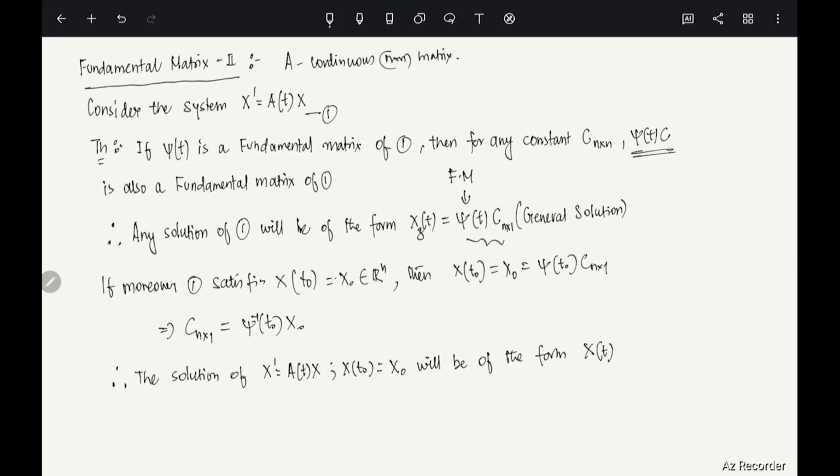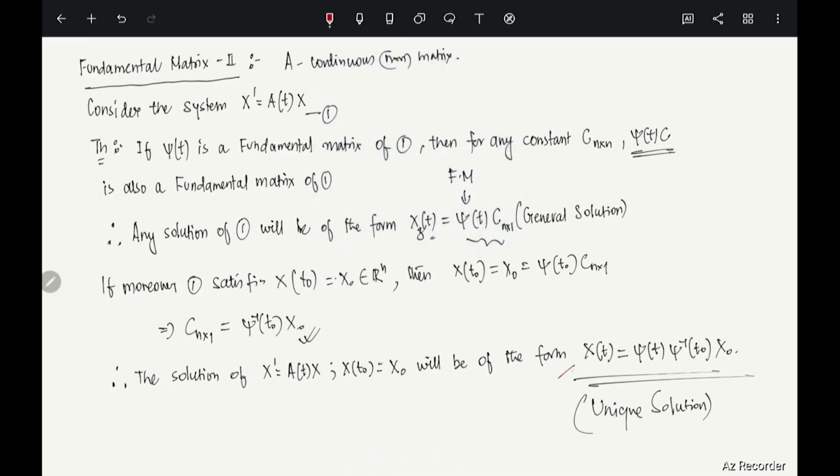Now, how does the solution look in terms of a fundamental matrix? Any solution is of the form Φ(t) times a constant vector, and if it passes through x0, then we know what the constant is. So the solution of this problem in terms of the fundamental matrix is x(t) = Φ(t)Φ⁻¹(t0)x0. This is the unique solution. How do you get uniqueness? By Picard. Clear? So this is the solution in terms of the fundamental matrix.